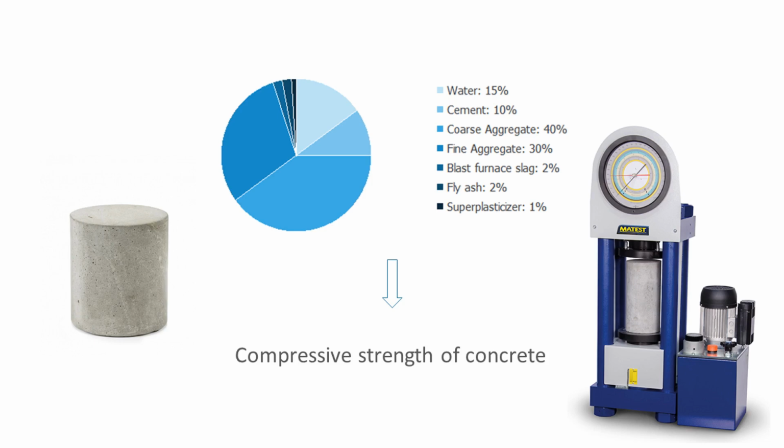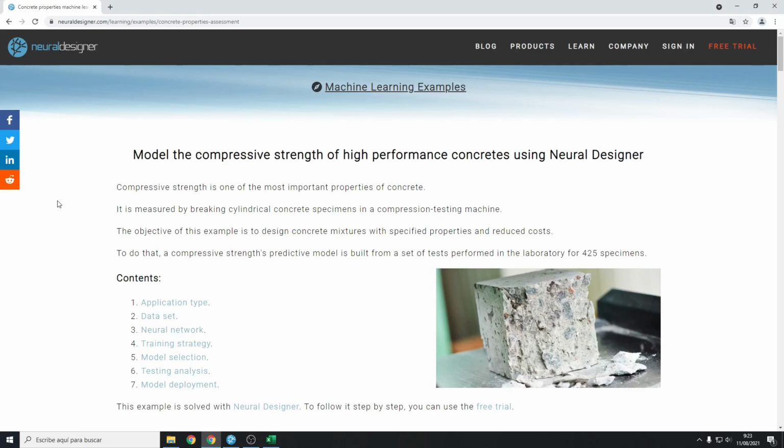Construction companies produce concrete with different proportions of each ingredient. We will build a model that will predict the strength of the concrete based on its materials and their measures. This will improve the quality of the concrete and reduce its cost.